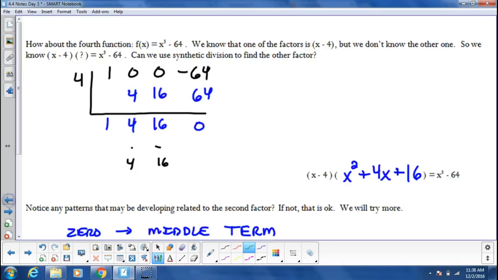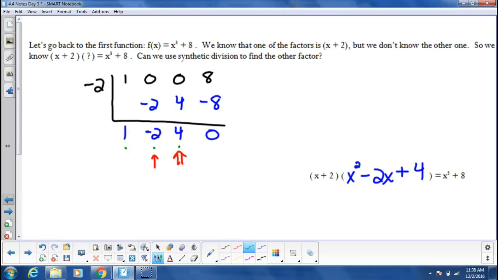Let's go all the way back to this one. X cubed plus 8. X now is my A, I square it and I get x squared. 2 is my B, I square it and I get 4. 2 times x is 2x, the opposite of that is negative 2x. So it works out on that one.